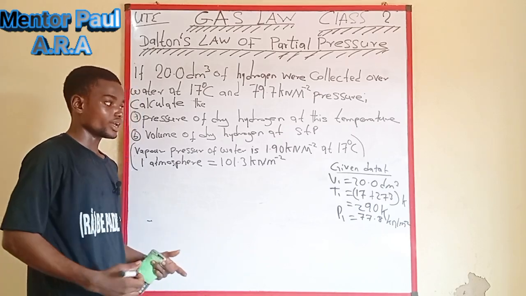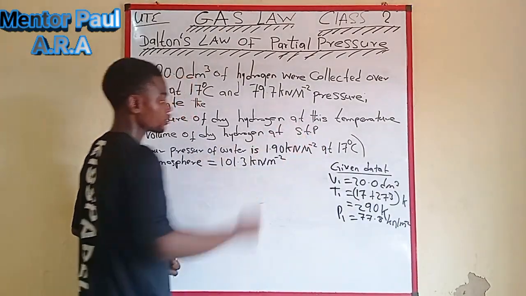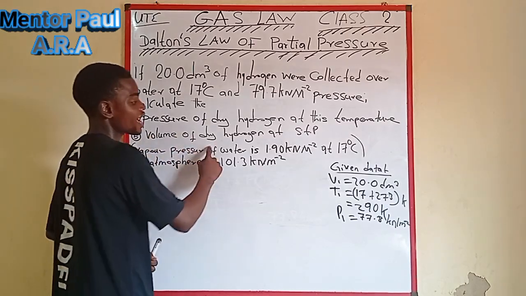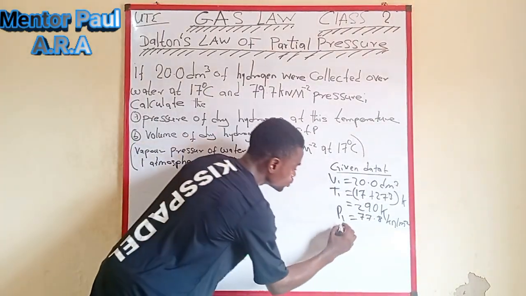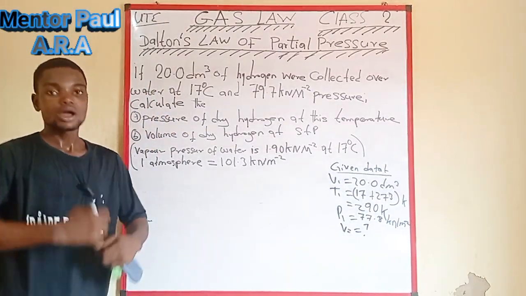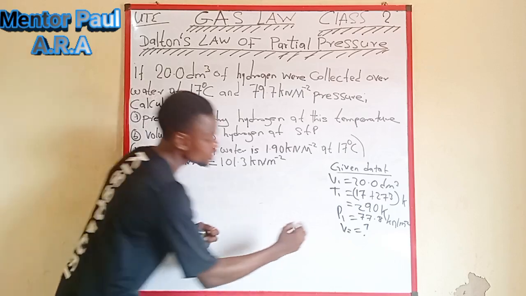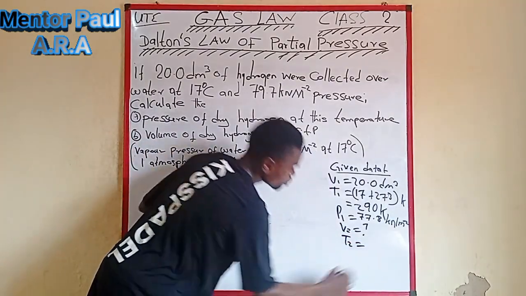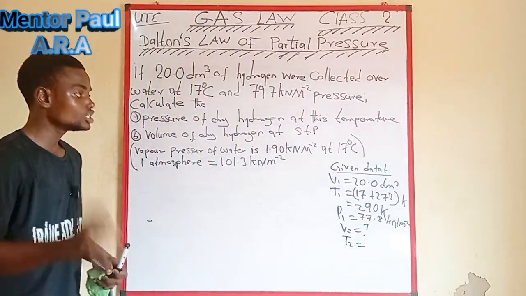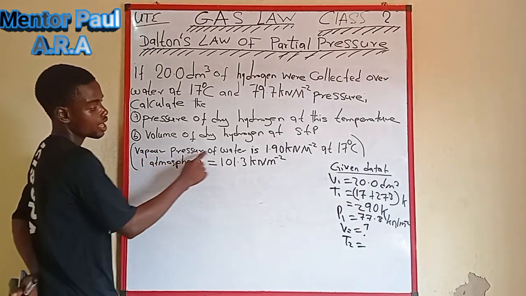Now, what do we need to find? We now need to find, at standard temperature and pressure, the volume of dry gas. So V2 is equal to unknown at standard temperature and pressure. Now, at standard temperature and pressure, we are going to get another T2, at that standard temperature of pressure, and vapor pressure.